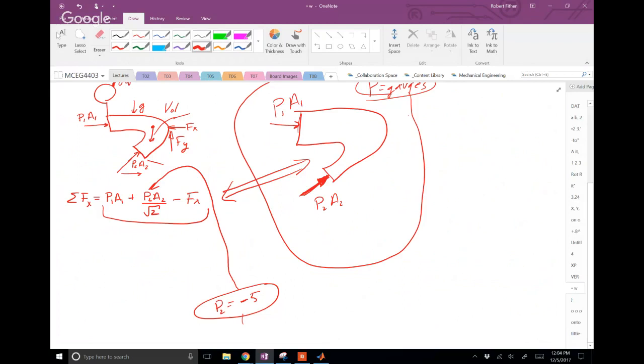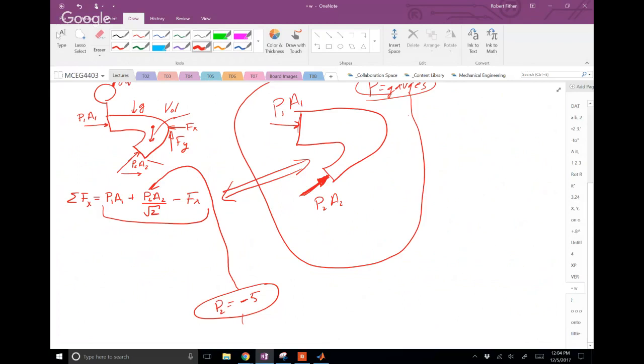Yes, and it could be even worse than you think, because there could be some losses in there. In reality there would be a KL factor here for that bend, and there would be the HL from the friction of the pipe and such. But if we neglect that, let's just say this area equals 5 and this area equals 1, just for the sake of things.